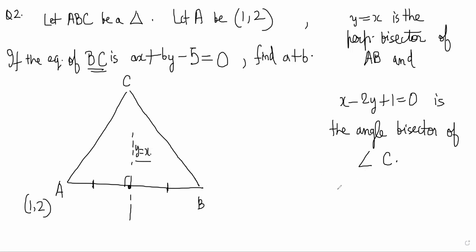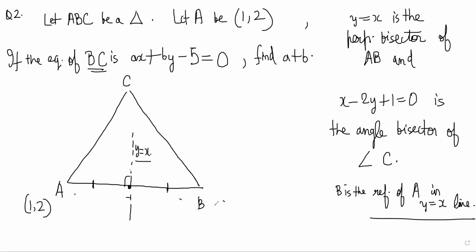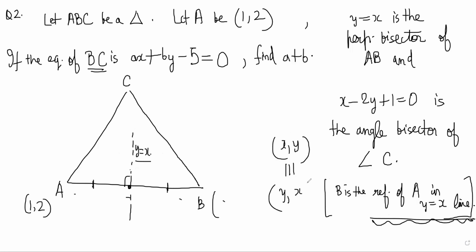If you see, B is the reflection of A in the y is equal to x line, right? Because it is the perpendicular bisector, it's a mirror and this is the reflection. So when you take the reflection of anything in the y is equal to x line, if (x, y) gets reflected, it will become (y, x). Think about it. The y is equal to x line is like this. Any point here, let's say (1, 2), should become (2, 1) here, right?